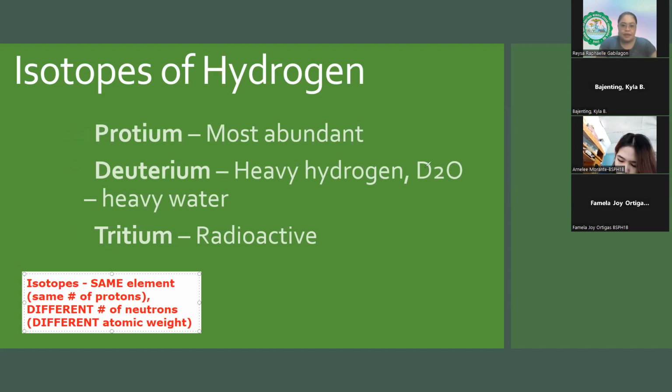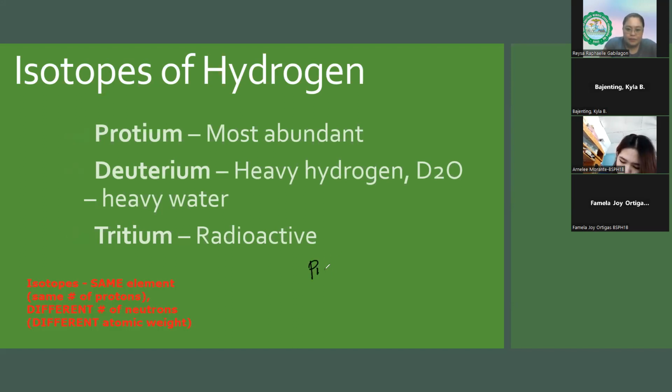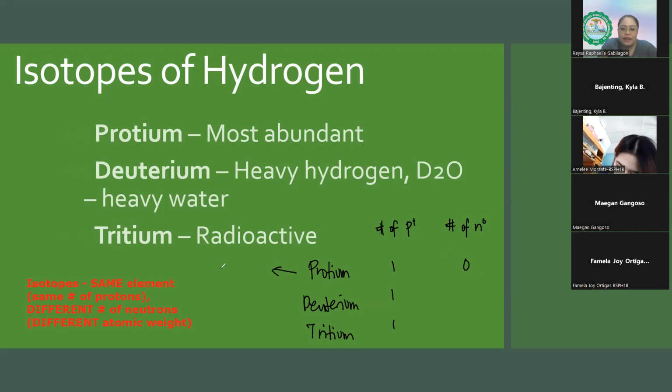So let me write sa screen si protium, si deuterium, and then si tritium. Again, sabi ko kanina, parehas sila ng number of protons. So, tag-iisa sila, meaning same element sila. Ang hindi sila magkapareho yung number of neutrons. Si protium kasi, wala siyang neutron. Ito talaga yung tinatawag natin na hydrogen. Okay? Yung ginagawang water, for example.